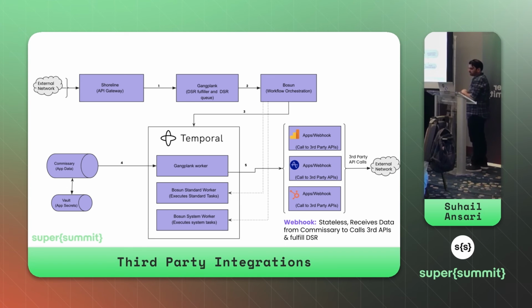So the webhook receives the request. It has all the authentication tokens and whatnot that it needs to call the API. In fact, we use Temporal in our apps also. Sometimes there are a lot of API calls involved to fulfill that DSR. It's not that simple. It's not just an endpoint like, okay, delete this particular user.